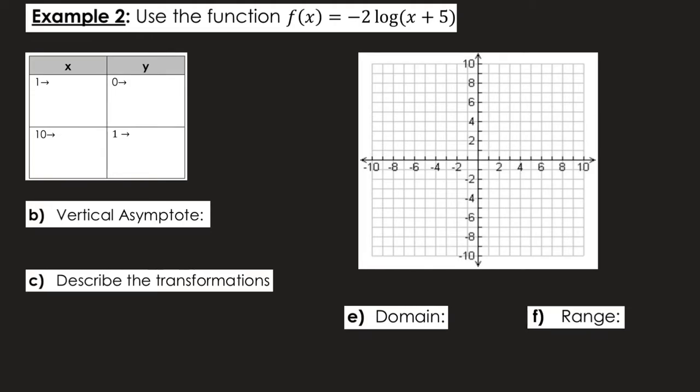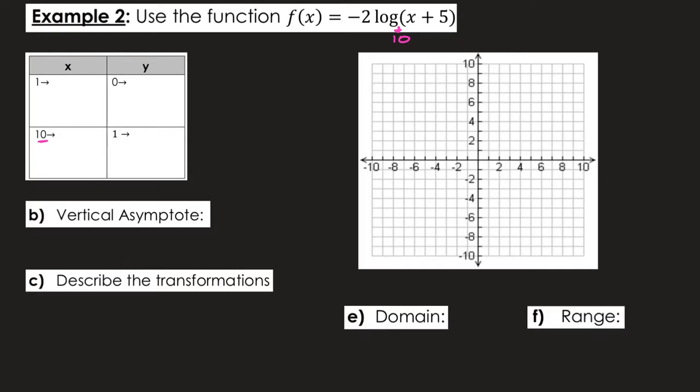All right, here we are with example number 2. Our given starting reference points are 1, 0, and 10, 1. We know that the 10 is coming from the base from the problem. In our function, it says f of x equals -2 times the log of x plus 5. Although there's not a 10 written for our base, we've talked about it before, that would be a 10. So that's where that 10 is coming from in the reference points.